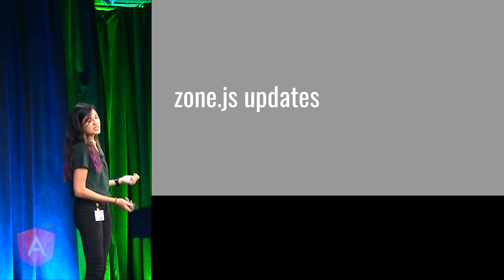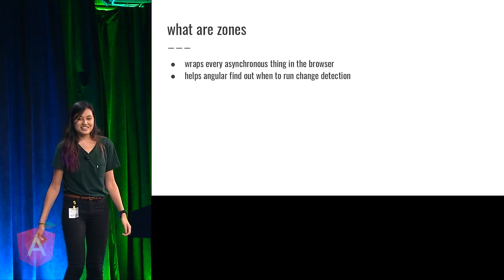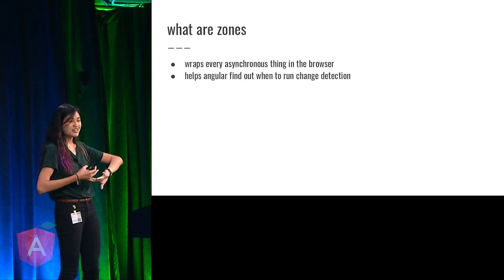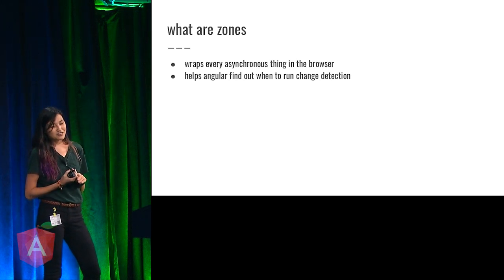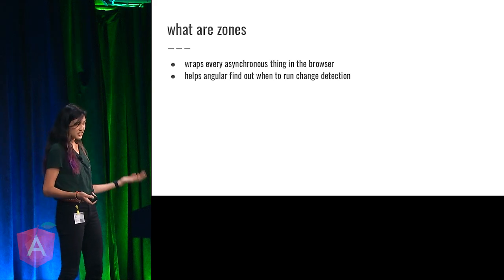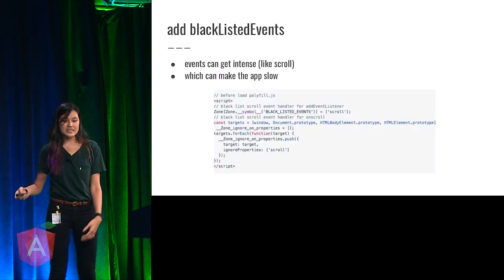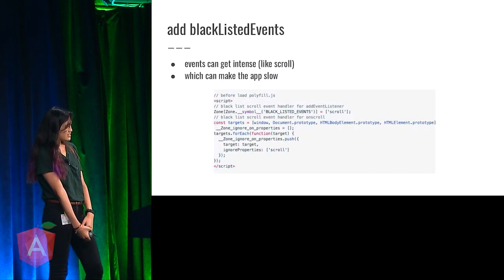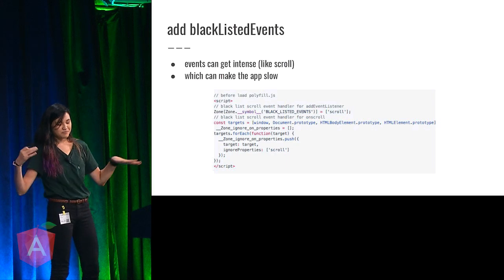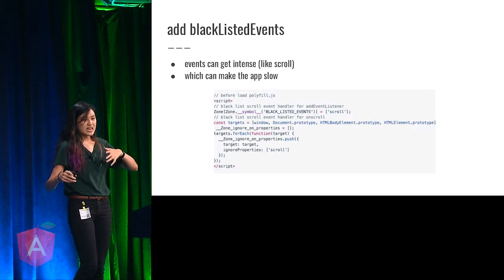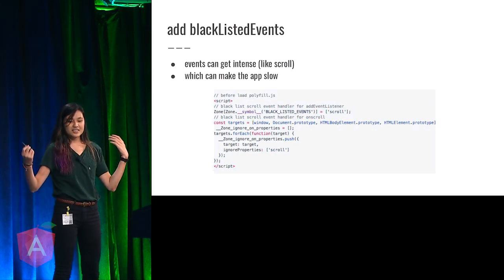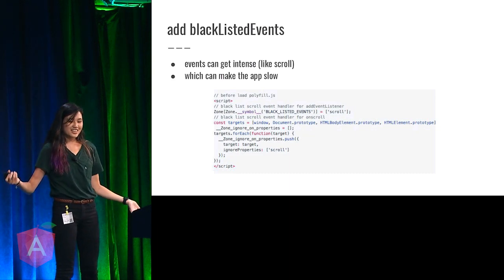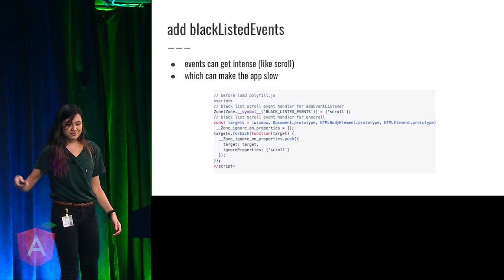Next, zone.js updates. So what are zones? They wrap every asynchronous thing in the browser, and they also help Angular find out where to run change detection. Now there are blacklisted events. Events can get really intense, like scroll. If you're looking at every time someone scrolls, that can make the app slow. So now you can add scroll to blacklisted events, so it doesn't look at that outside of the ng zone.